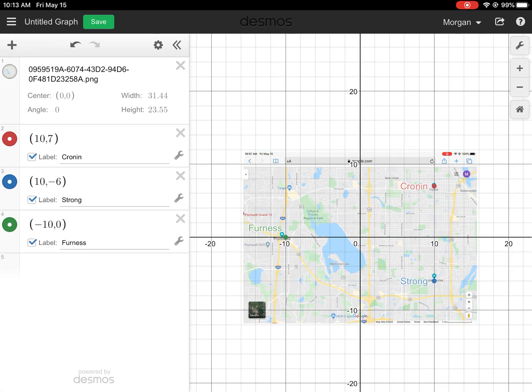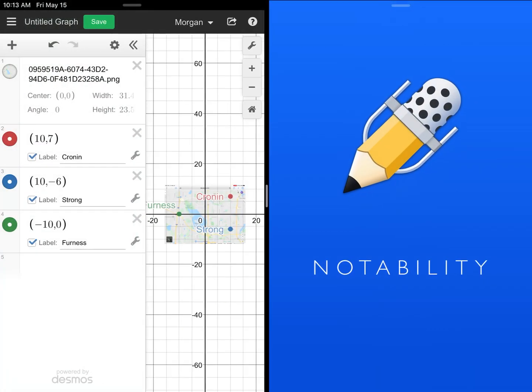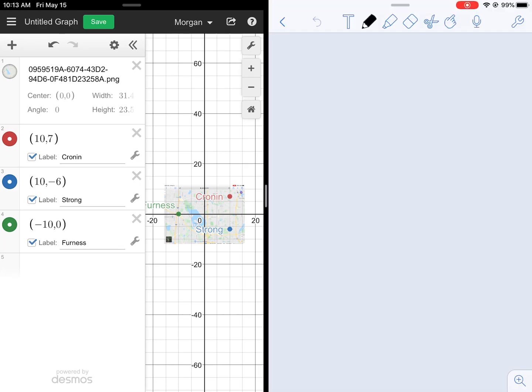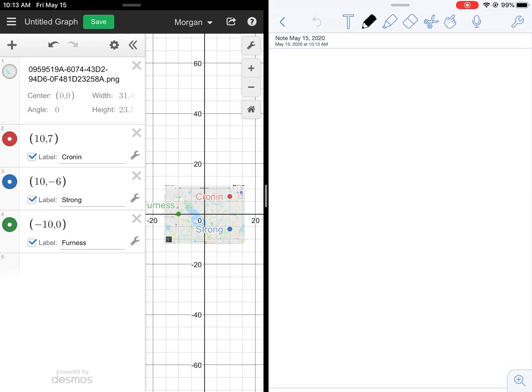And now I need to write equations of lines that are the perpendicular bisector between Miss Cronin and Miss Strong, Miss Furnace and Miss Cronin, Miss Furnace and Miss Strong. So the first one I'm looking at, and I'm going to split my screen with some Notability just so I've got some scratch paper to write on and you can kind of see my work. The first one I'm going to go between Miss Cronin and Miss Strong. So the red dot and the blue dot.